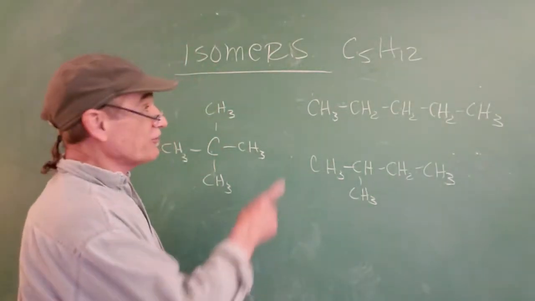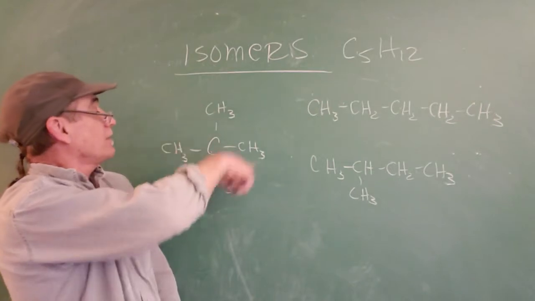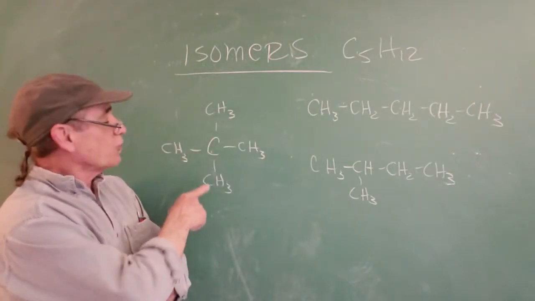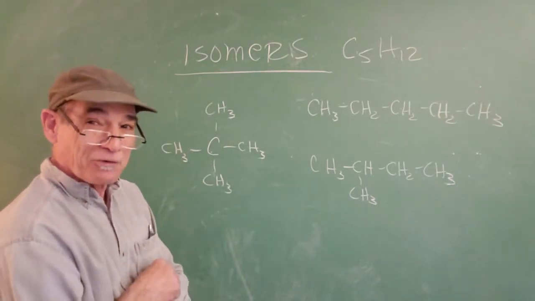For instance, I could draw a C5H12 like this, with 1 carbon in the middle and branches all around. That's actually called 2,2-dimethylpropane. I'll let you figure that one out.